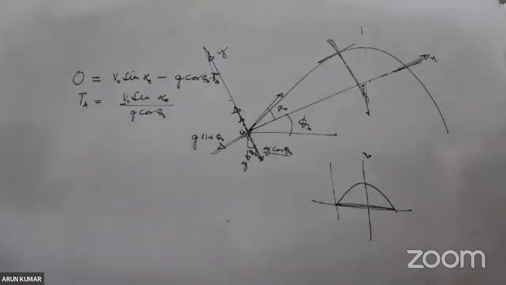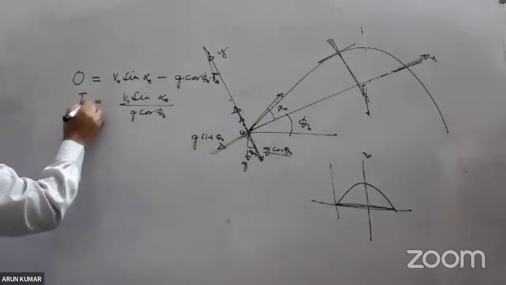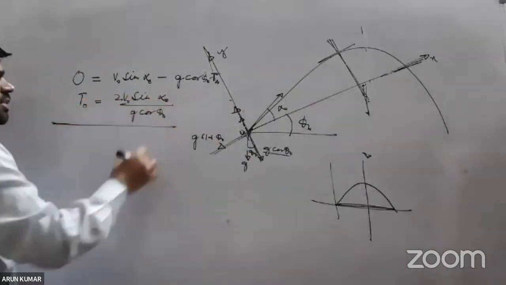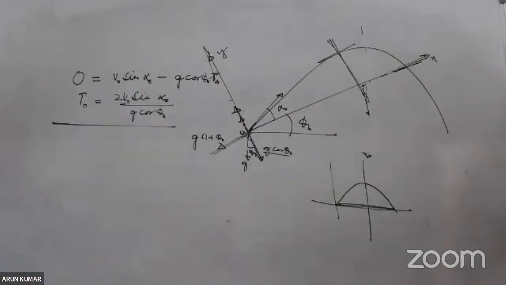Theta naught. Now this time of ascent. We know the time of ascent is equal to time of descent. So total time of flight T naught will be double of T_A. So T naught is equal to 2 into V naught sine alpha naught by g cos theta naught. This is the time of flight.